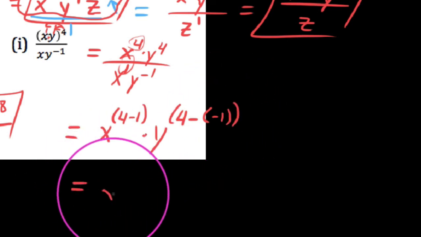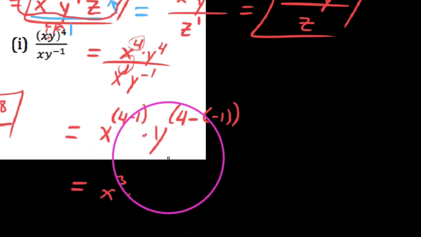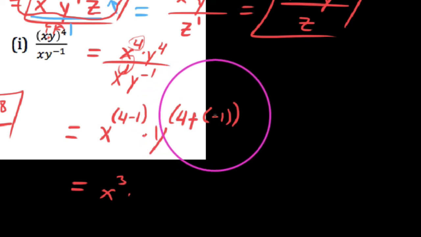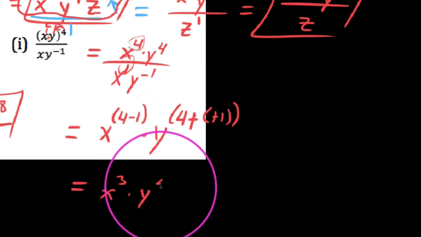So we end up with this. X to the 4 minus 1 is 3, times y to the 4 minus a negative 1, which is really plus a positive 1. We say y to the 5th.